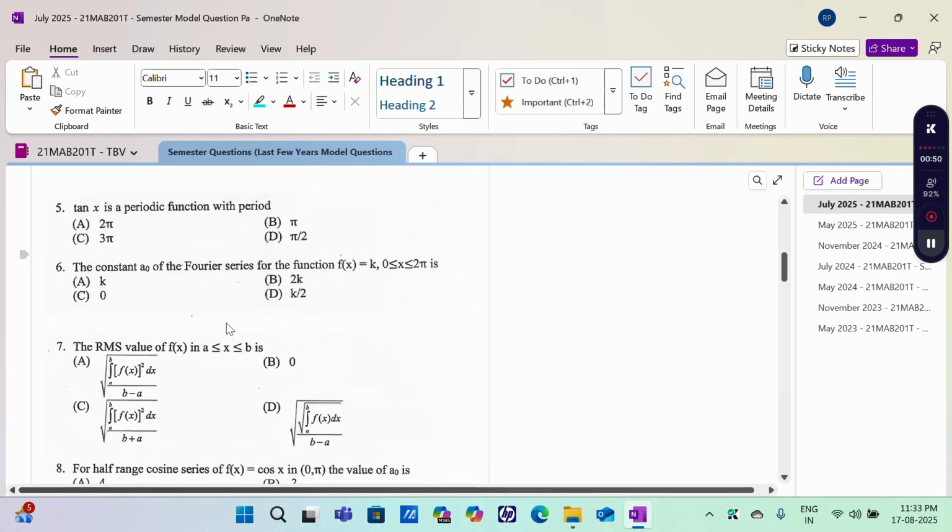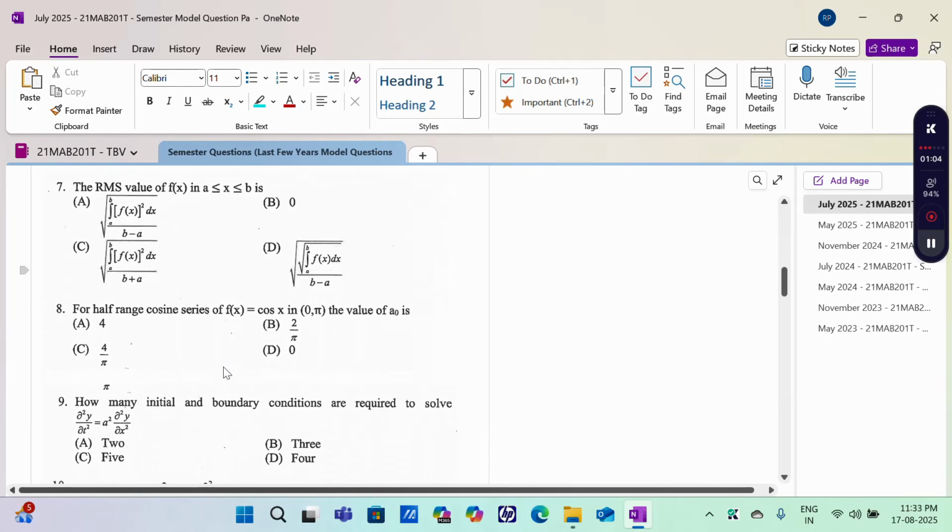Then the fifth to 8th questions are Fourier series, the second unit. Tan x is a periodic function, with questions related to the period, then a 0 to 2 pi related problem, and finding the root mean square. And then the 8th question is the half range cosine series, with the range 0 to pi.